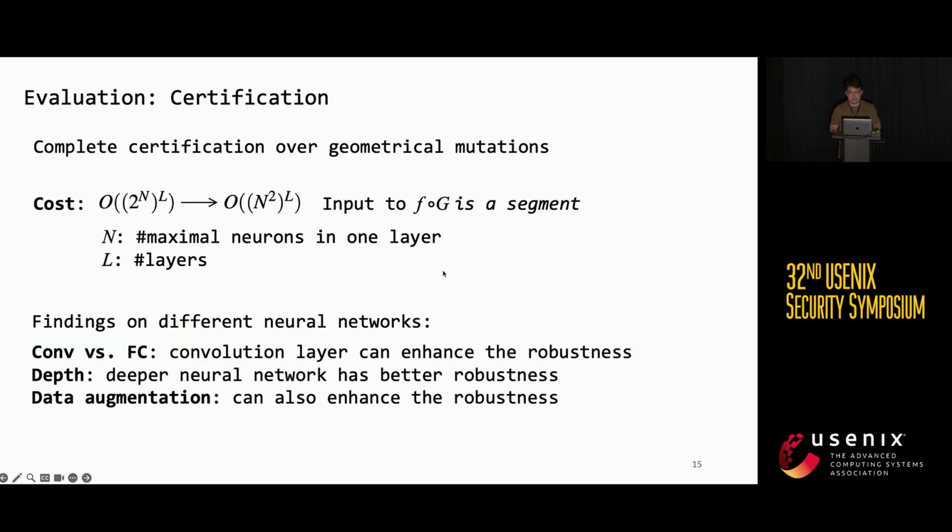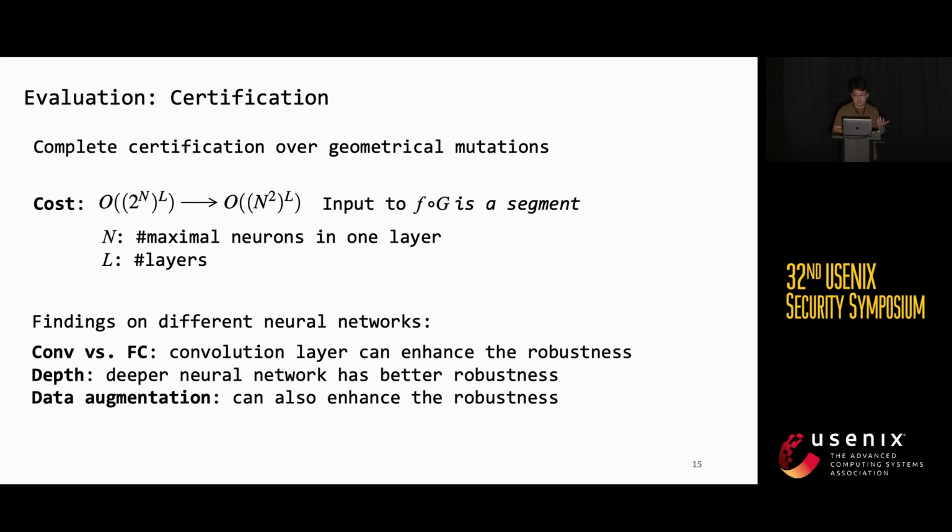We also incorporate our techniques into conventional certification frameworks. For example, we use our tool to perform complete certification for geometrical mutations over different neural networks and study their robustness. Overall, our techniques reduce the cost from exponential to polynomial.